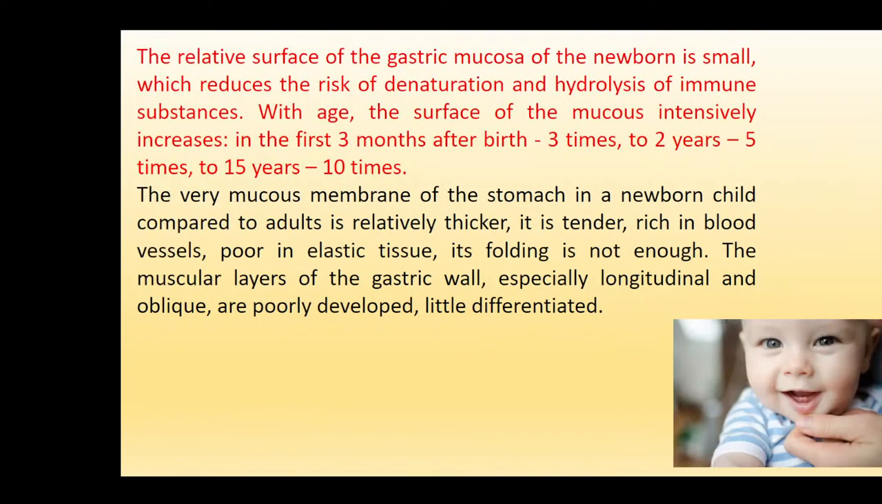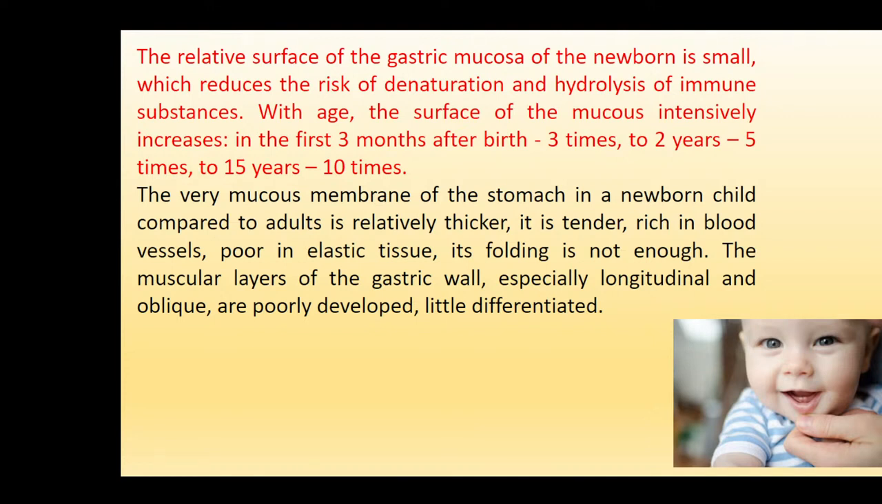The relative surface of gastric mucus of a newborn is small, which reduces the risk of denaturation and hydrolysis of immune substances. With age, the surface of mucus intensively increases: in 3 months after birth it increases 3 times, by 5 years old 5 times, and by 15 years old 10 times, just the surface of mucus in the stomach.